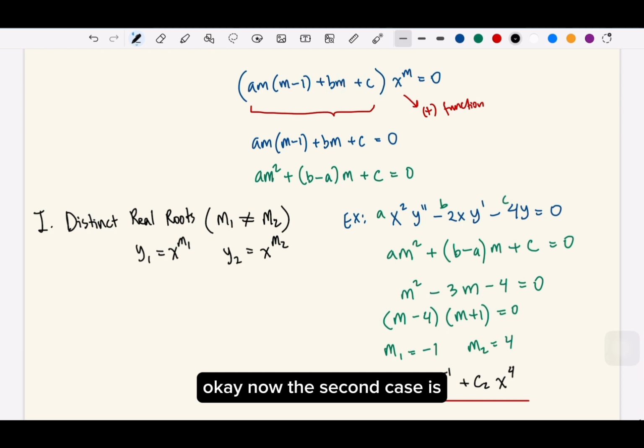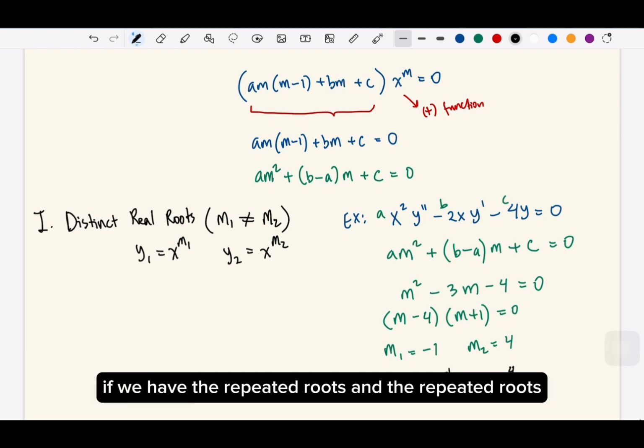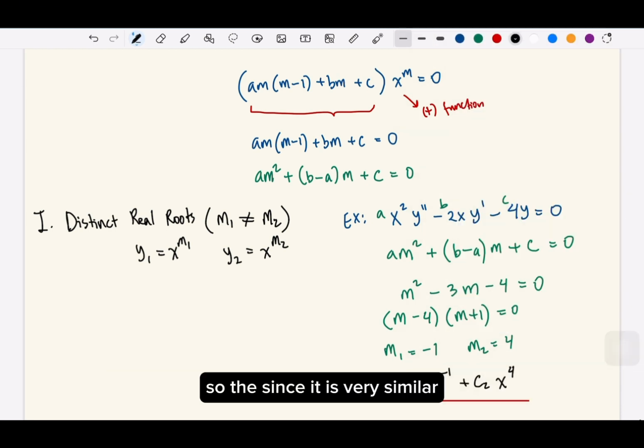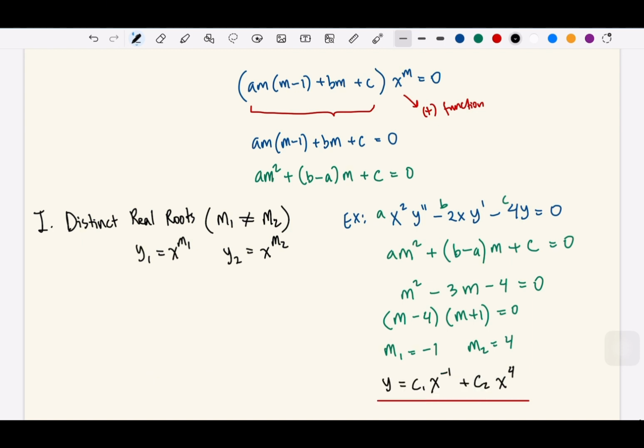Okay. Now the second case is if we have the repeated roots. Since it is very similar to what we have in the constant coefficient case, the only difference is the result. The result is in x to the power of m. In the constant coefficient case, the result is e, right? We have it in the exponent.